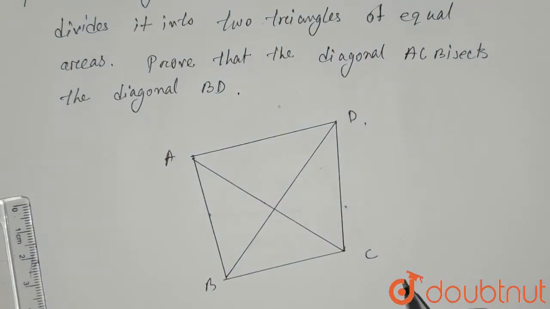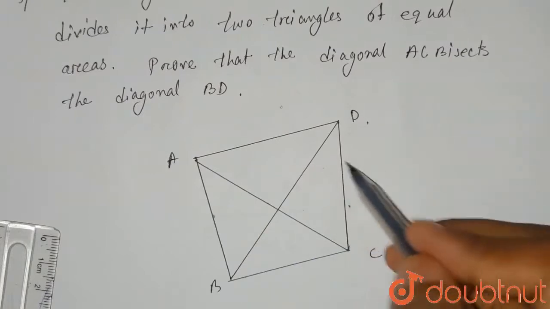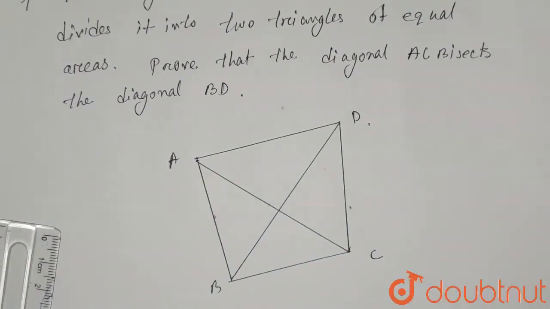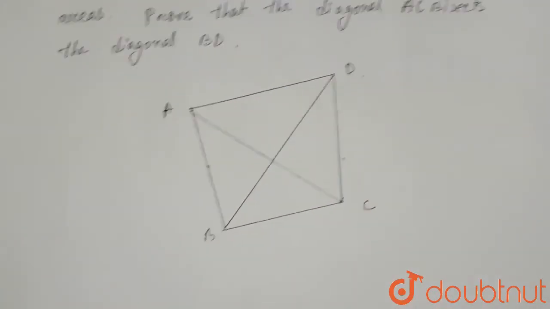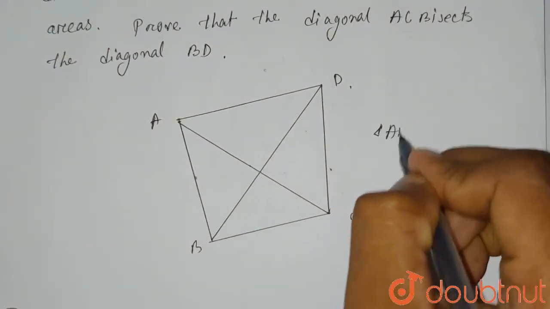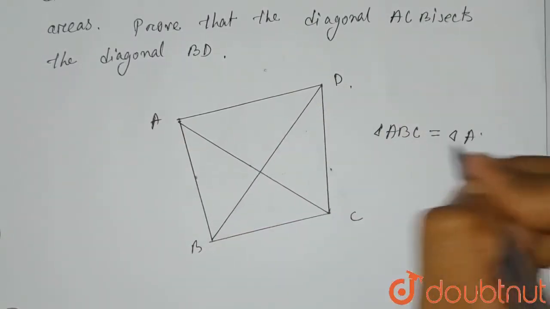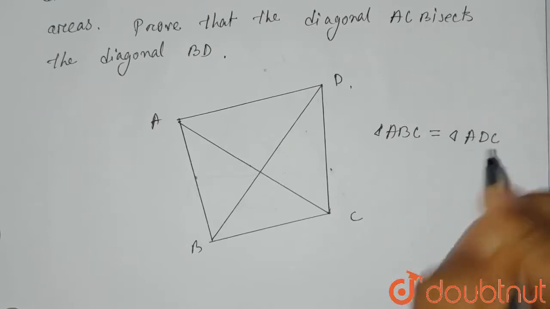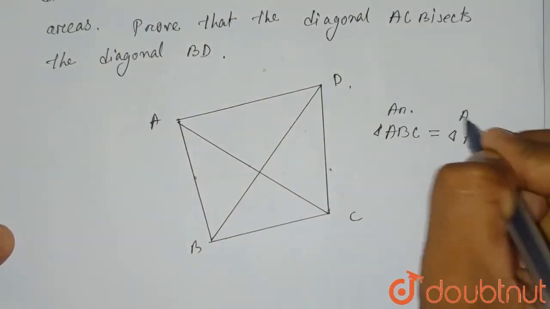Okay, so the first diagonal AC of the quadrilateral divides the quadrilateral into triangles which have equal areas. Let us say triangle ABC equals triangle ACD or ADC. Equal here means the areas are equal. Okay, so you can write it as area of.